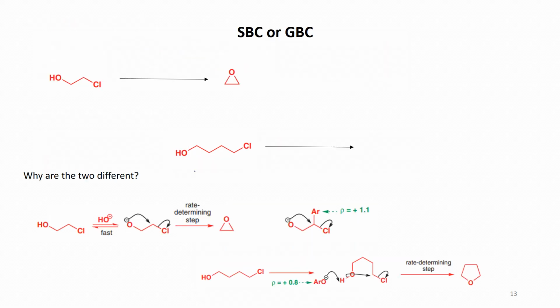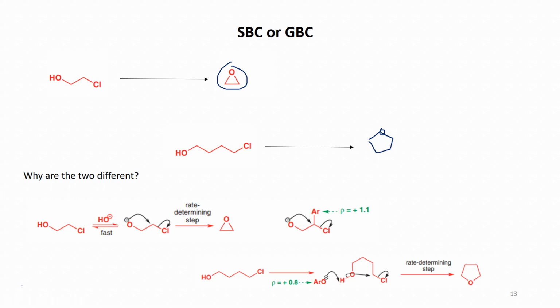So here two examples are given, where in one case a cyclopropane or epoxide type of ring is formed, and in the other case the desired product is THF. So why are they two different?